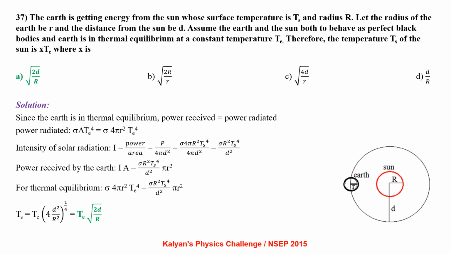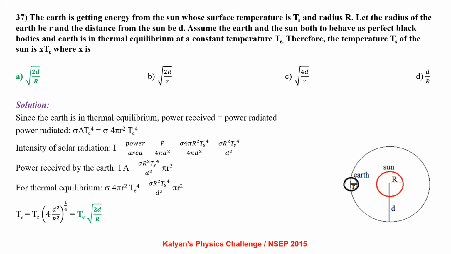Since the earth is in thermal equilibrium, power received equal to power radiated. So power radiated is sigma A Te power 4, that is sigma 4 pi r square Te power 4. Intensity of solar radiation I equal to power by area. So P by 4 pi d square, sigma 4 pi r square Ts power 4 by 4 pi d square, that is sigma r square Ts power 4 by d square.